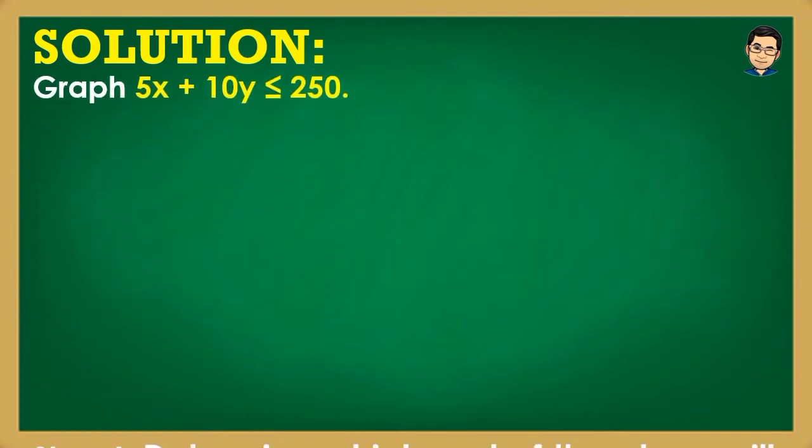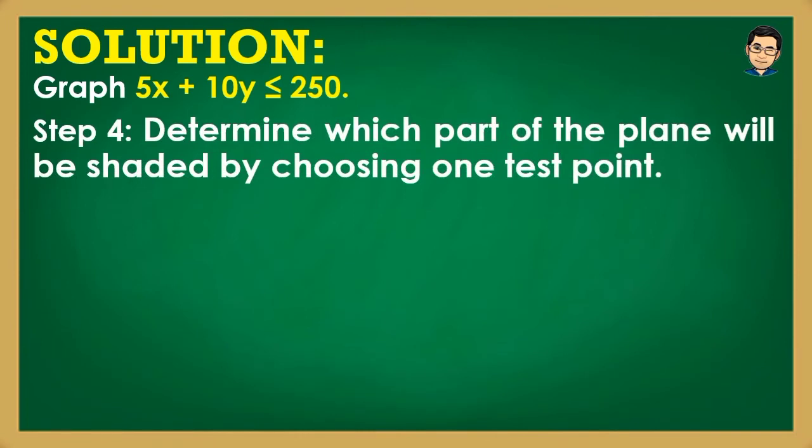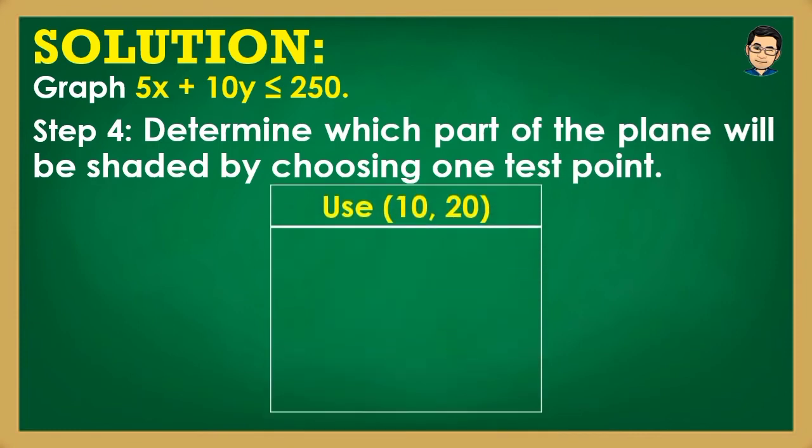So, yung next step natin is to determine which part of the plane will be shaded by choosing one test point. So, alin man dun sa mga points sa coordinate plane pwede natin gamitin as long as nag-i-exist sila. So for this example, we'll use 10, 20. So ang gagawin lang natin is isa-substitute natin yung ordered pair na 10, 20 dun sa given inequality.